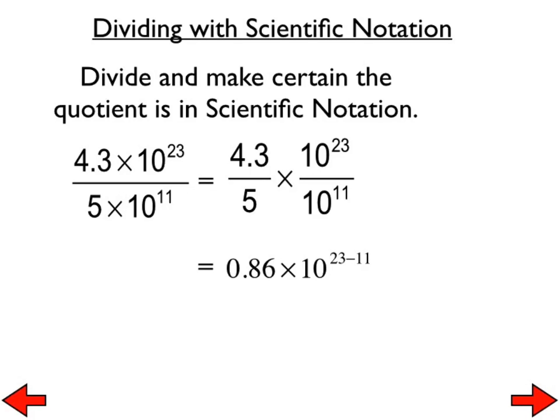4.3 divided by 5 is 0.86. And then we subtract the exponents because we have a division problem with expressions of the same base. So now I need to make the 0.86 bigger by 1 power of 10. Why? Because that's not between 1 and 10.